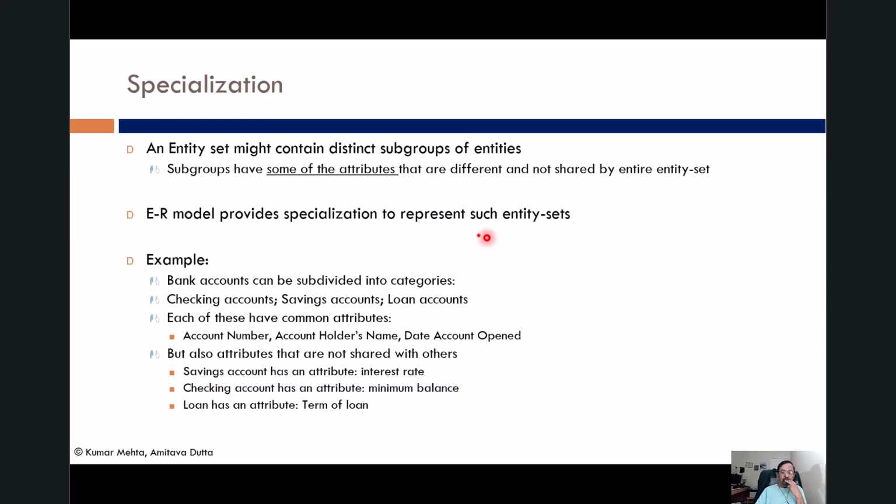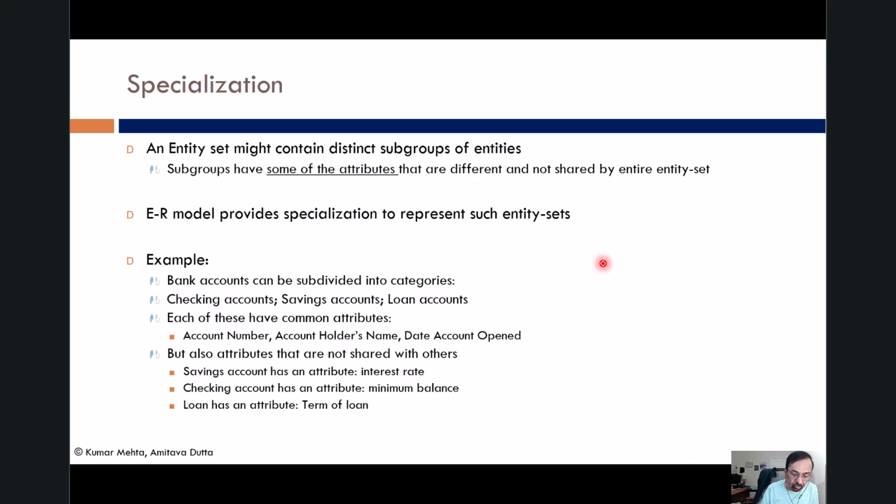Okay. So you could have situations where an entity might contain distinct subgroups of entities. Subgroups have some attributes that are different and are not shared by the entire entity set. So, as some examples, you could have an entity called bank account.